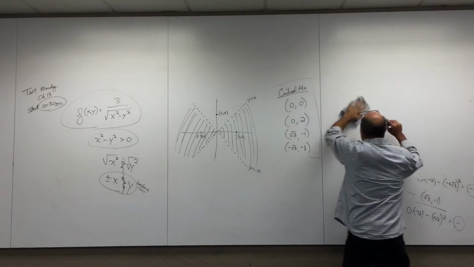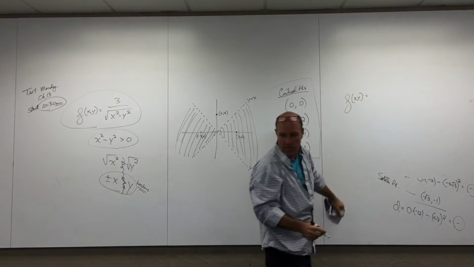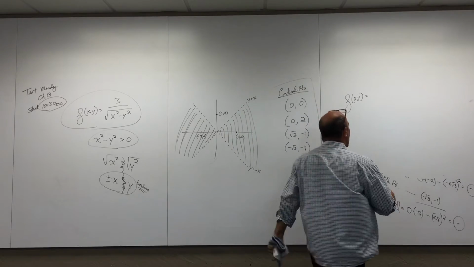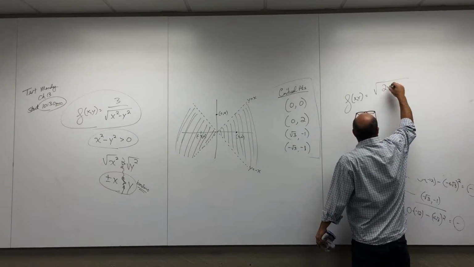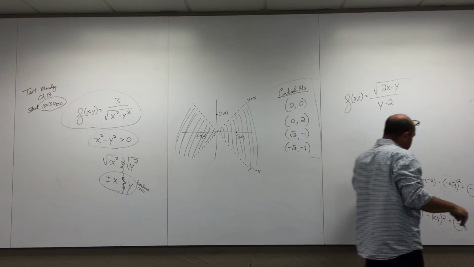Let's just review your in-class quiz. What was the function you had on your in-class quiz for domain? Oh, the square root of 2x minus y, over y minus 2.